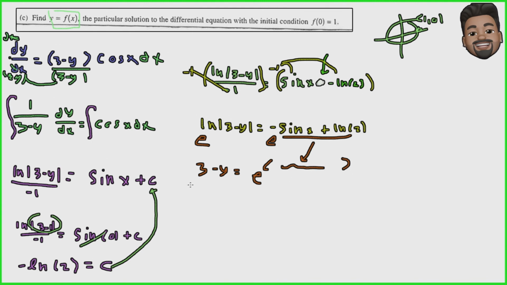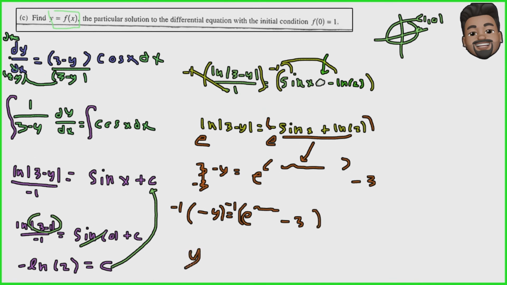Then what I'm going to do is I'm going to subtract 3 to both sides. We're going to get negative y is equal to e to the blah, blah, blah, blah, blah. This whole entire thing right here with parentheses minus 3. And then finally, the last step is to multiply another negative 1 to both sides.